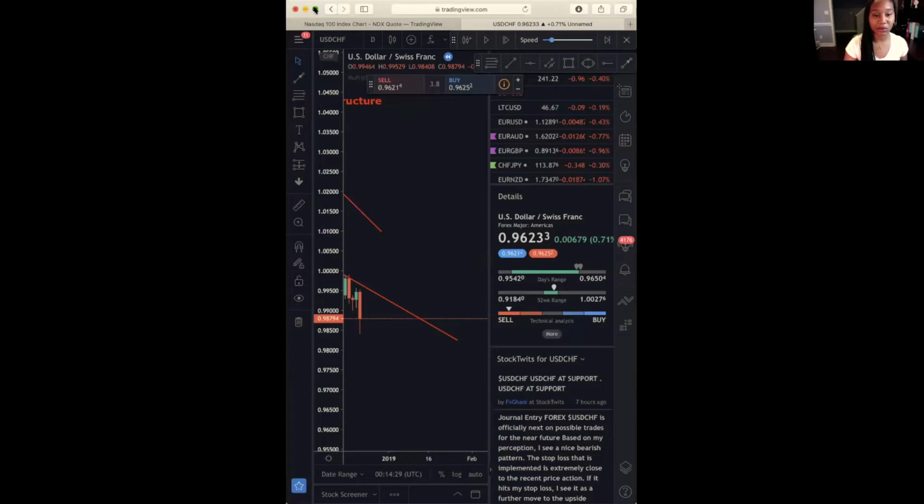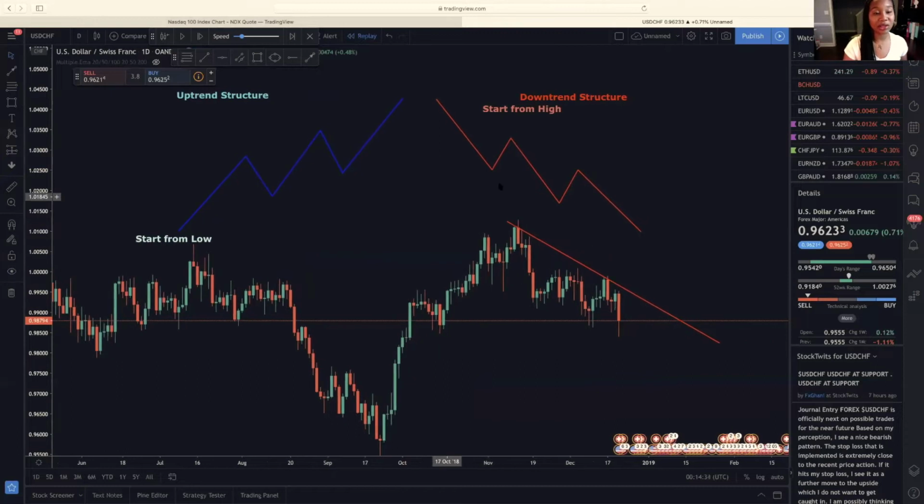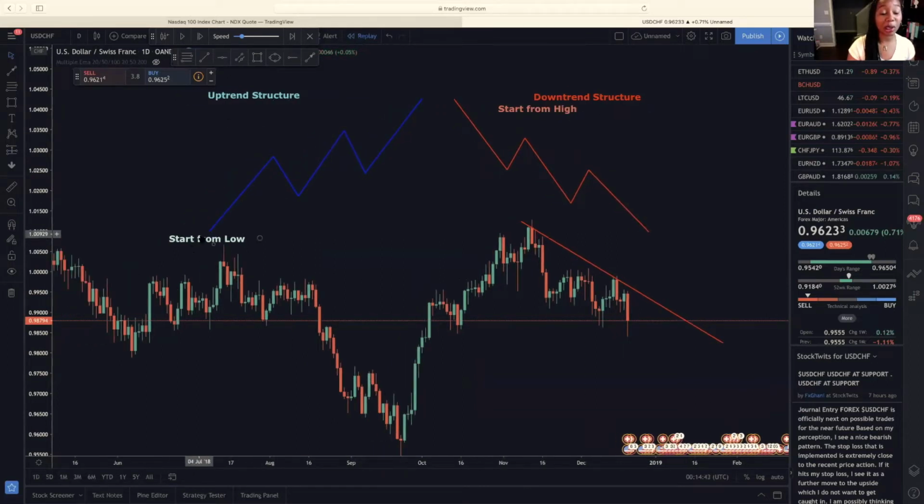Here we go. Okay, so I already have this example drawn up for y'all. We're going to start with the uptrend, but you have two trending structures: an uptrend and a downtrend. An uptrending structure starts from a low, and then you have a higher high, a higher low, a higher high, a higher low, and then a higher high.